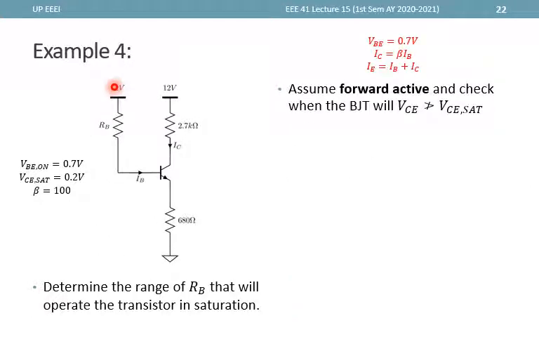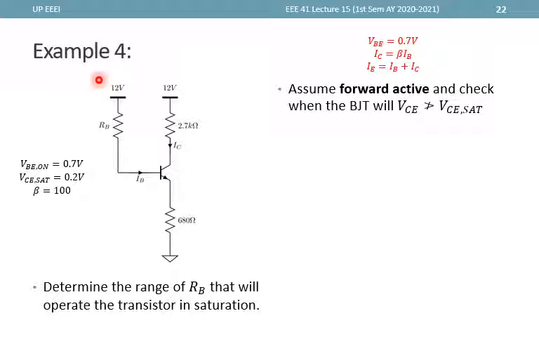In this last example, we have this emitter stabilized NPN BJT circuit with VBE on, VCE sat, and beta values given. Now the task is to determine the range of RB. So RB's value is unknown, although these RC and RE values are given. We want the range of RB that will operate the transistor in saturation, also with this supply of 12 volts.